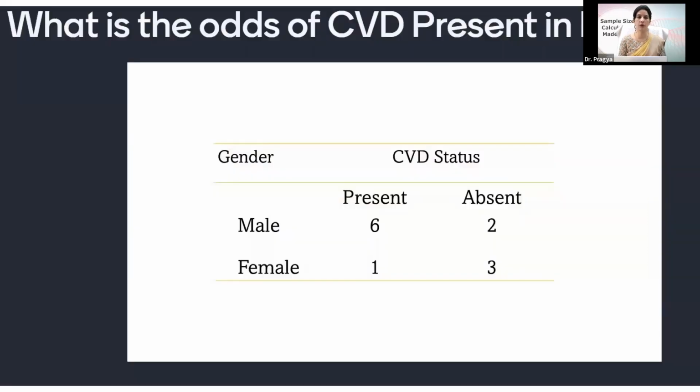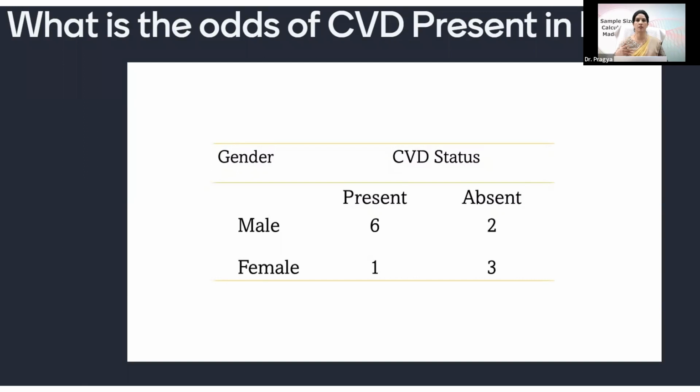So now you have to respond to these questions. In this question, what is the odds of cardiovascular disease? CVD, you can see a 2x2 contingency table. The column shows the cardiovascular disease status, presence and absence, and the gender is male or female. So the question is, what is the odds of cardiovascular disease present in male? So what is the response? It is 9.